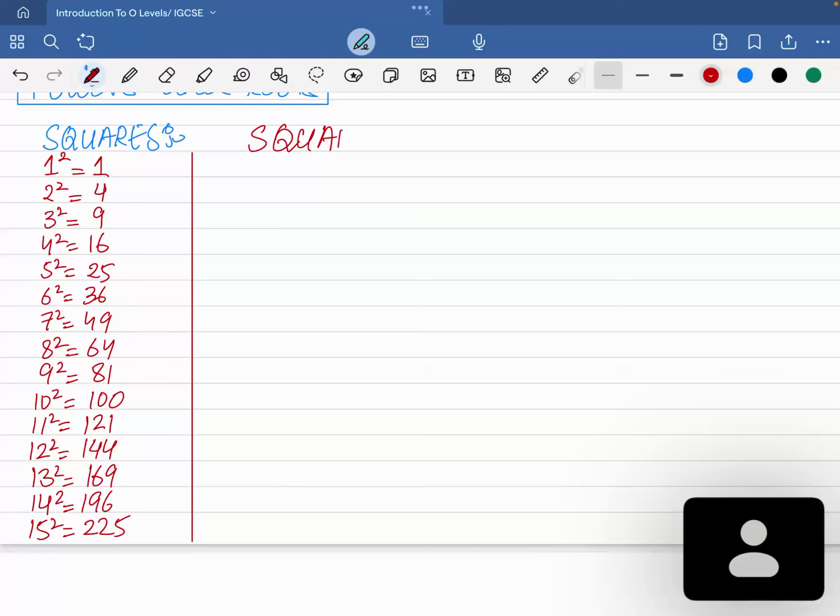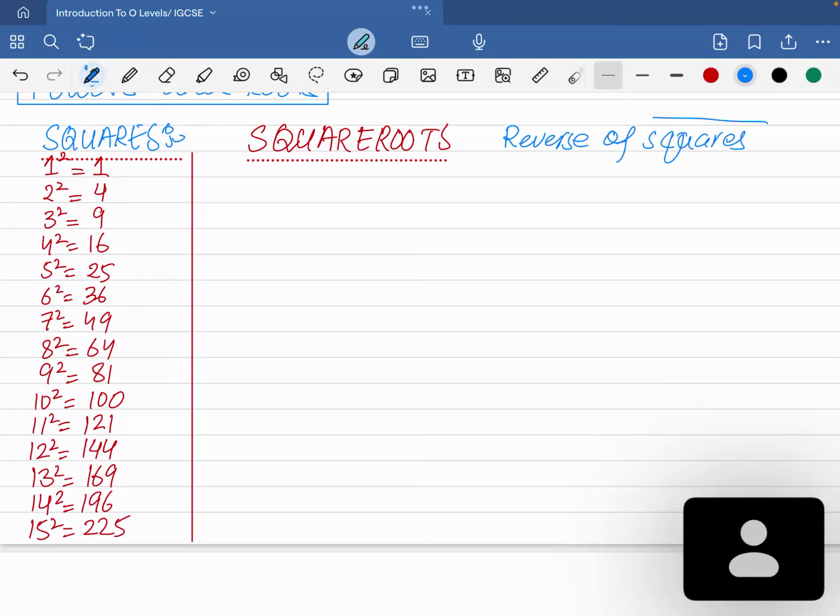Now square roots, they are technically the reverse of squares. They are what? Reverse of squares.